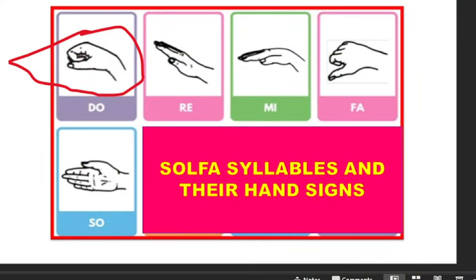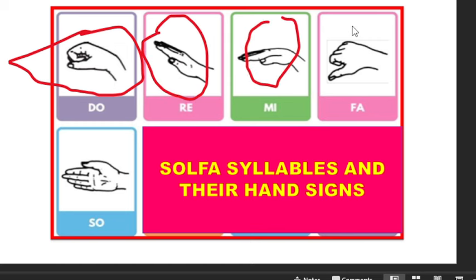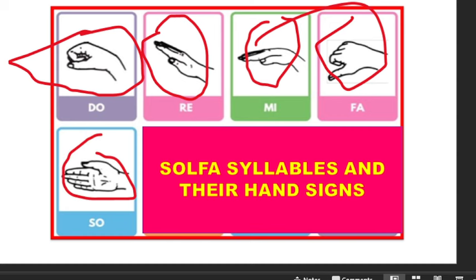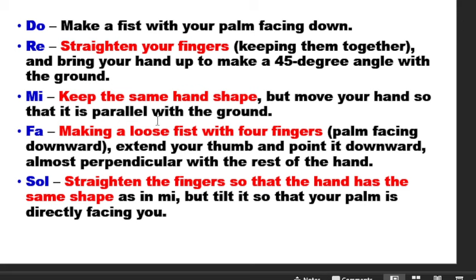This is what we are talking about. Here you have do, re, mi, fa, so. Here are examples of how they look, so you'll be able to read. Making the fist, your palm facing down, then straighten your fingers, then keep the same hands up, but move your hands parallel to the ground, then make loose fists, then straighten the fingers so that the hands have the same shape. Those are the various hand signs.